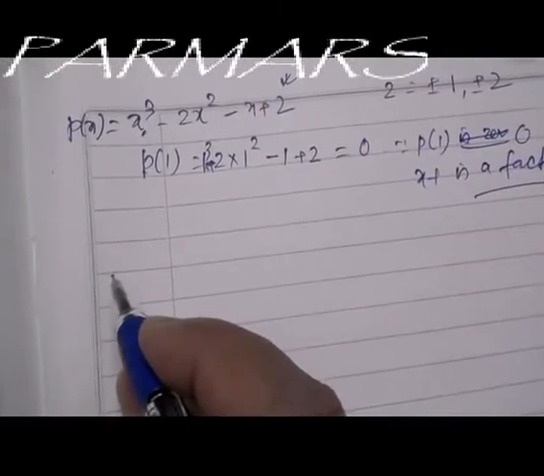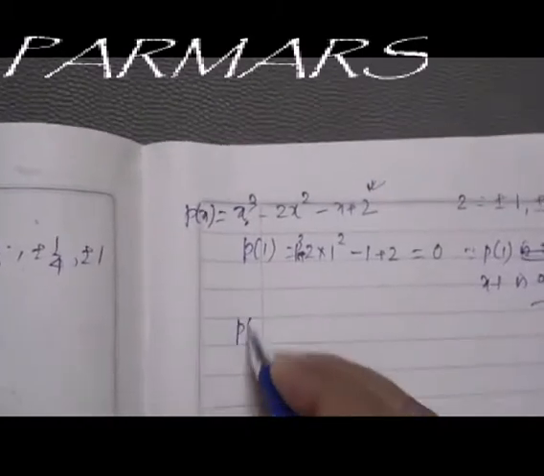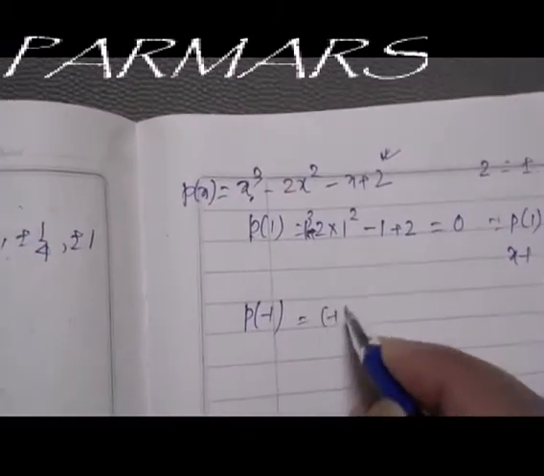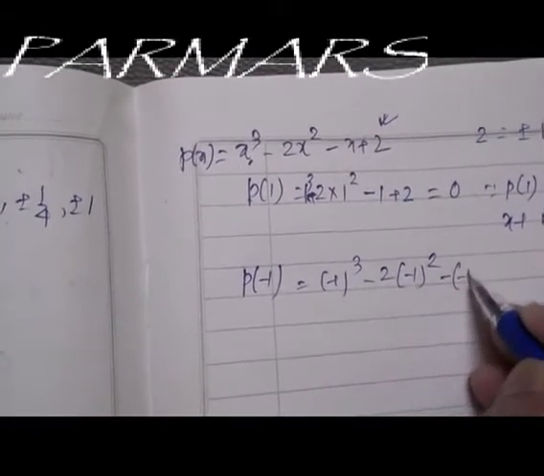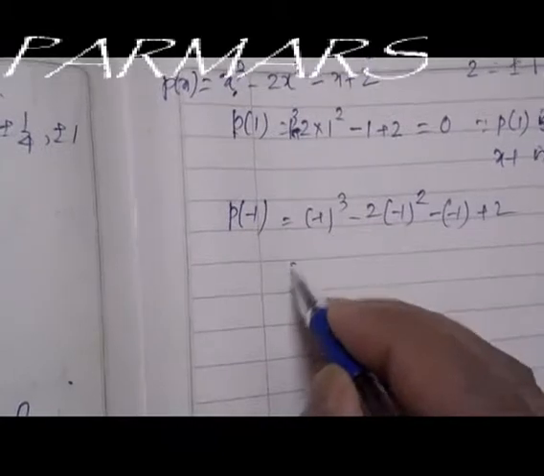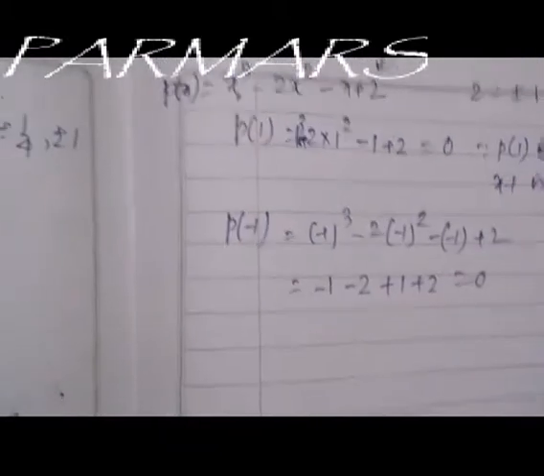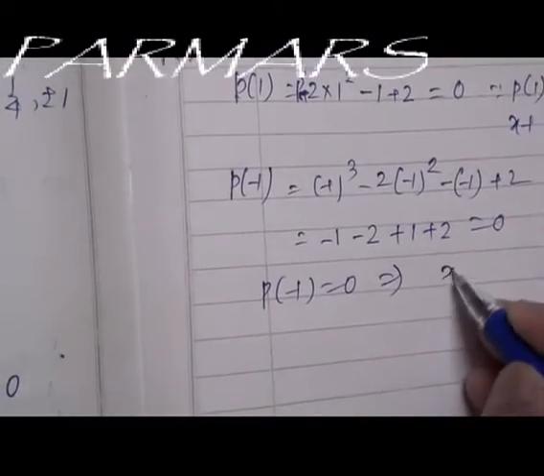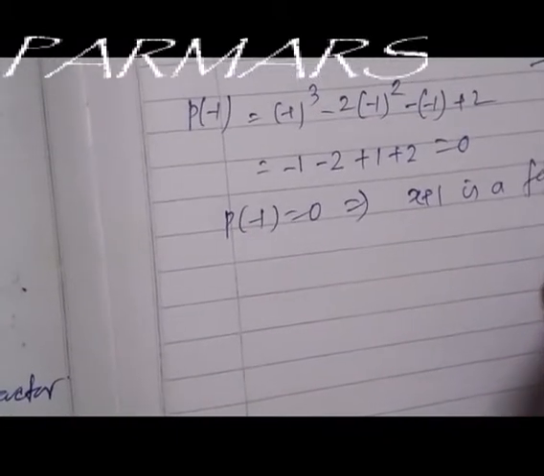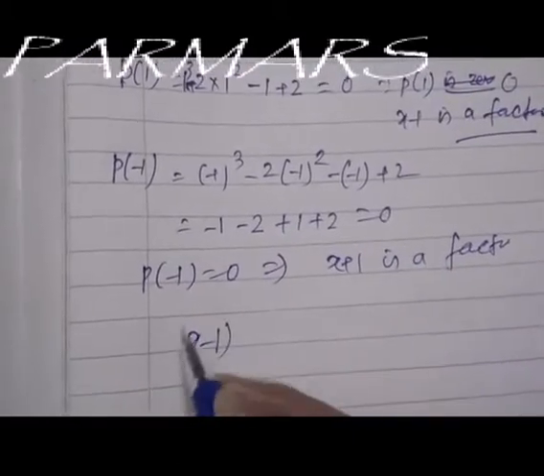Another, if we put minus 1, let us try. Minus 1 cube, minus 2 into minus 1 square, minus of x and minus of minus 1 and plus 2. What do we get? Minus 1, minus 2, plus 1, plus 2, again 0. So p(minus 1) is 0, which implies that x plus 1 is a factor. So we have obtained two factors: one is x minus 1 and another is x plus 1.